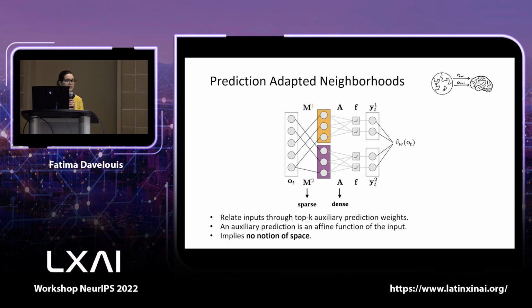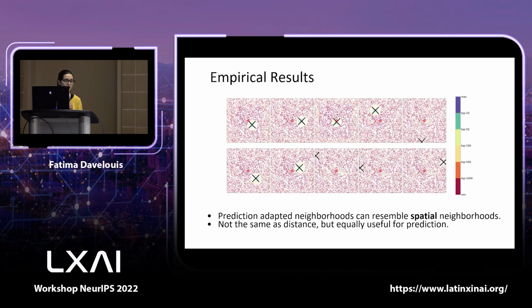And the important thing is that because the general value functions are being learned online and their weights are being adapted dynamically, the M1 and M2 matrices are also changing dynamically, and so is the connectivity or the topology of the initial layer of the network. And as I mentioned, this implies no notion of space.